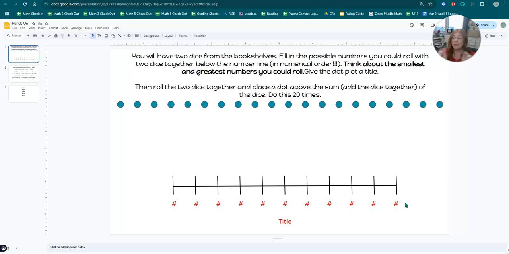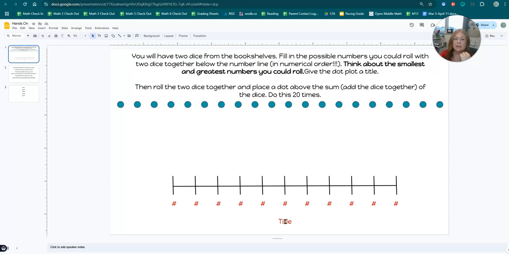If I have 2 dice and I'm putting them together, what's the smallest number I could roll? Hint, it's not a 1. You cannot roll a 1 with 2 dice. So thinking of the smallest number here all the way up to the largest amount you can roll with 2 dice. Then we want to give it a title, right?